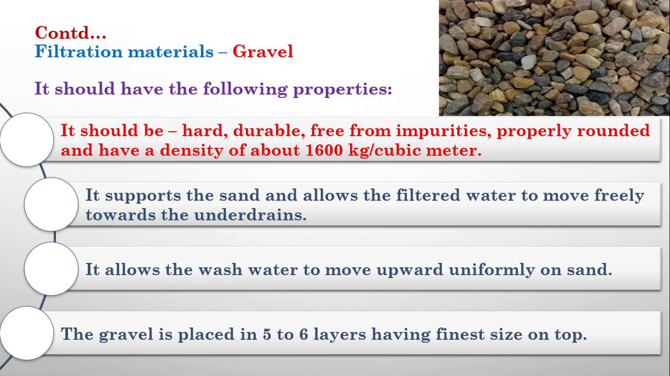Another filter material is gravel. Gravel is hard, durable, free from impurities, properly rounded, and has a density of 1600 kg per cubic meter. Only then can we use the gravel for filtering. They are placed in layers. Five to six layers can be placed, having the finest size on top. Large particles are given at the bottom and the finest size at the top. Then only uniform, efficient filtering will occur. Okay, so this is about gravel.